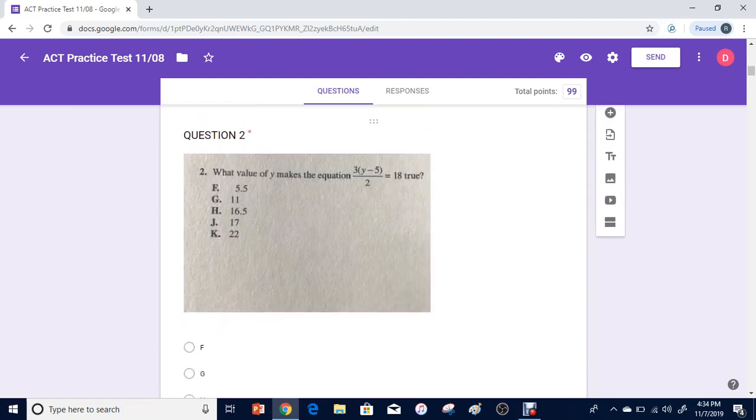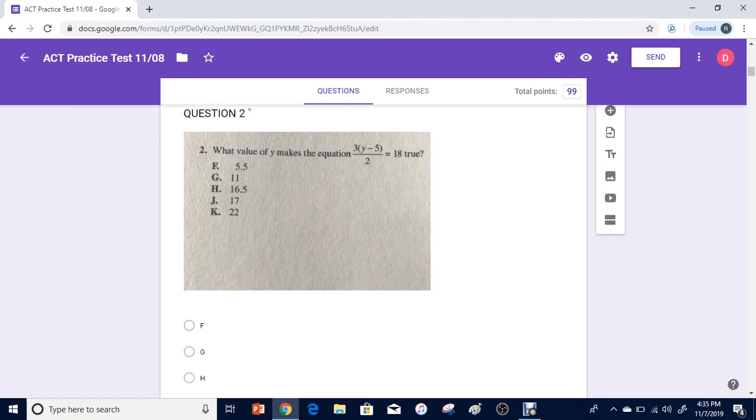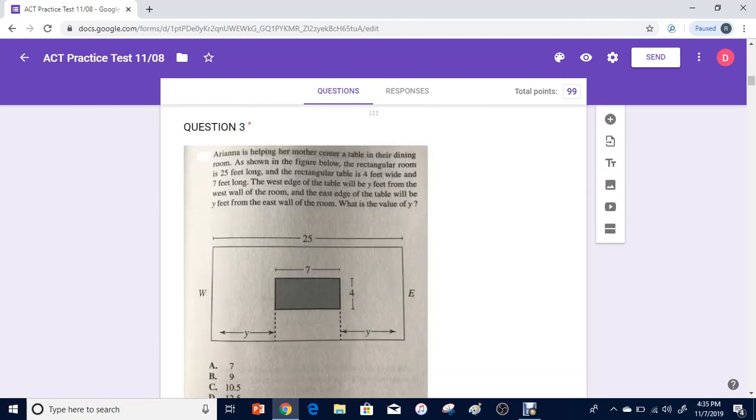All right, problem 2, you're going to distribute right here with your 3. So it's going to be 3y minus 15. You're going to have to multiply by 2 both sides to get rid of the denominator, and then solve for y.